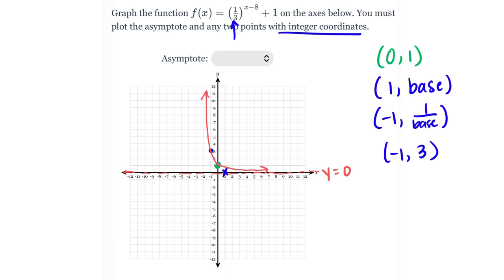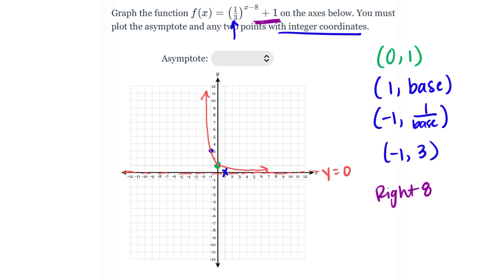And then we need to just shift and or stretch. Now a stretch would be multiplied times the base. And since we don't have anything multiplied times the base here, there's no stretch. But we do have two shifts. So the -8, that's where the x is going to be a left or right shift in the x direction. And remember, it is the opposite direction as what it says. So -8 means we're going to shift right 8.